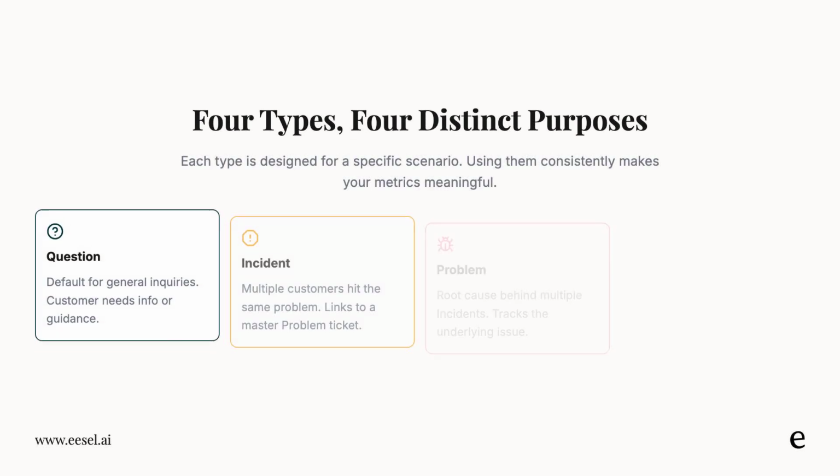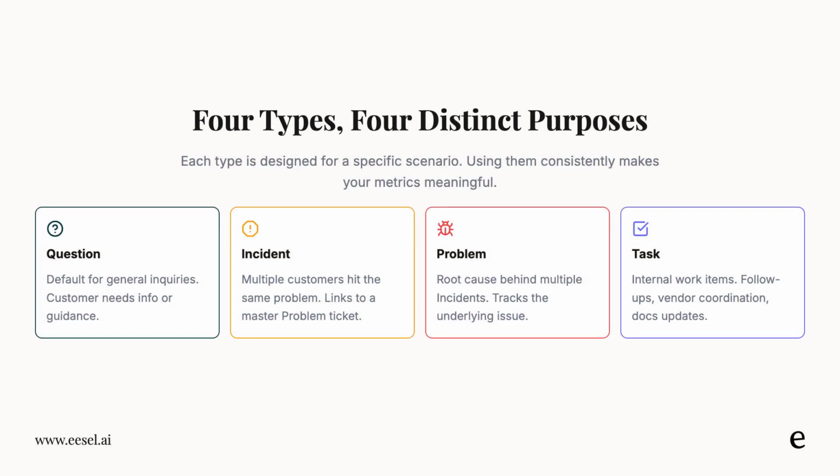Zendesk gives you 4 types. Question is the default for general support requests. Incident means multiple customers are hitting the same issue. Problem tracks the root cause behind those incidents. And task is for internal work items that are not customer-facing. Each one has a specific purpose. Mixing them up corrupts your metrics.